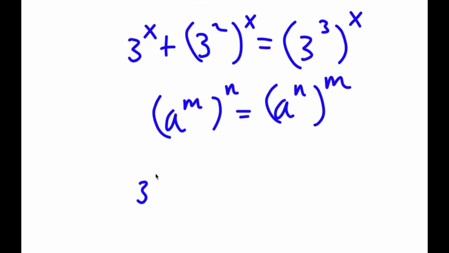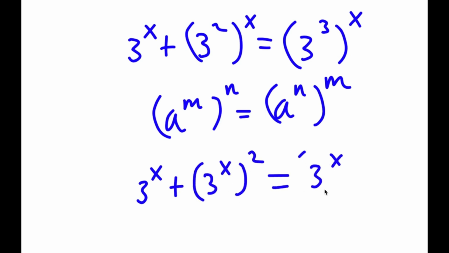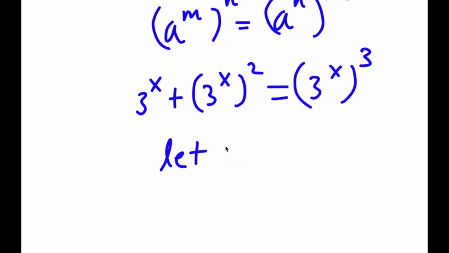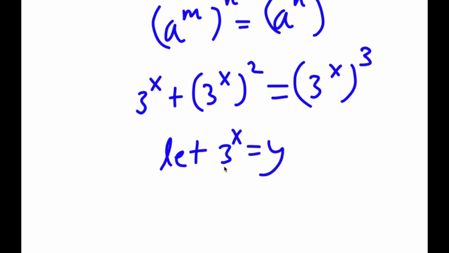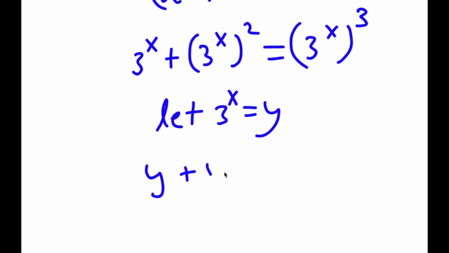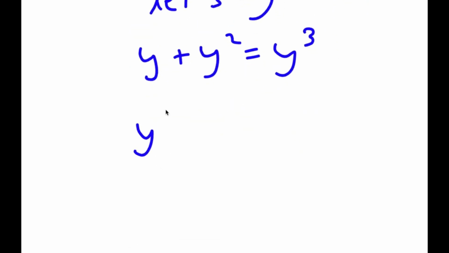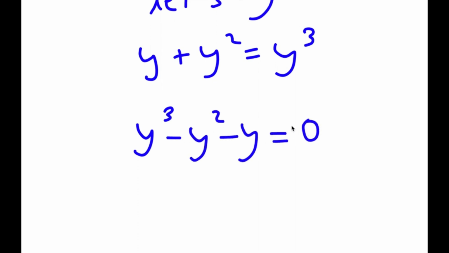So I can rewrite these as 3 to the power of x plus 3 to the power of x to the power of 2 is equal to 3 to the power of x to the power of 3. Now I'm going to let 3 to the power of x equal to y. So now I have y plus y squared is equal to y to the power of 3. And this can be written as y to the power of 3 minus y squared minus y is equal to 0.